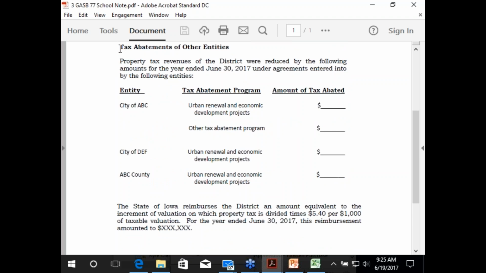For the tax abatements for other entities, this paragraph goes through and says, okay, in this particular case, the school has a couple of cities within it, ABC and DEF, that have tax increment financing, and you'll get the amounts to put in these blanks from the spreadsheet that we're going to talk about in a few minutes. Now, I did throw another tax abatement program in here. I didn't identify what it was because I'm not sure what it might be. Marlos did mention the Chapter 404 Urban Revitalization.